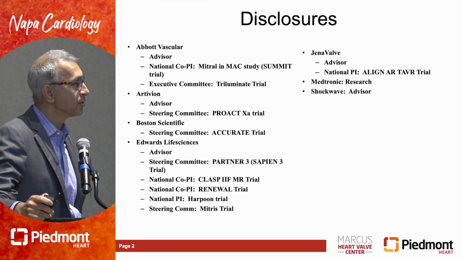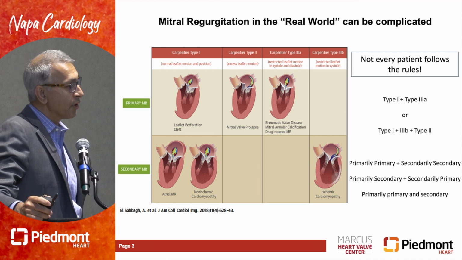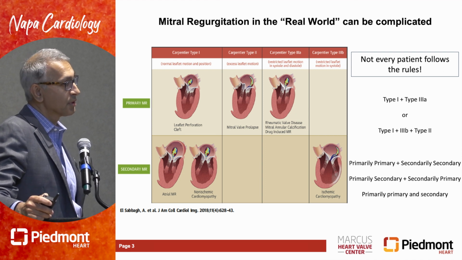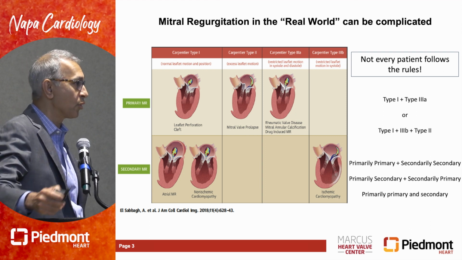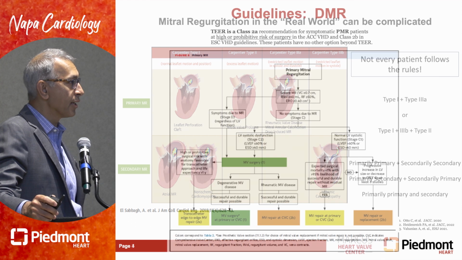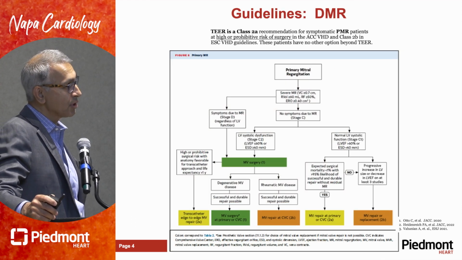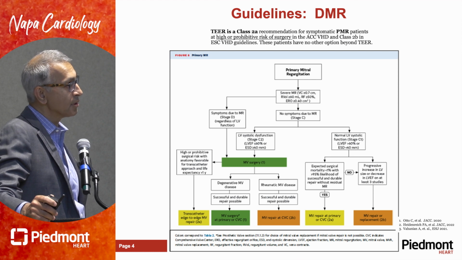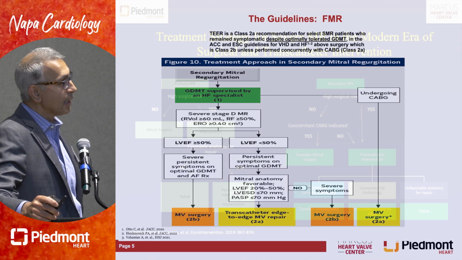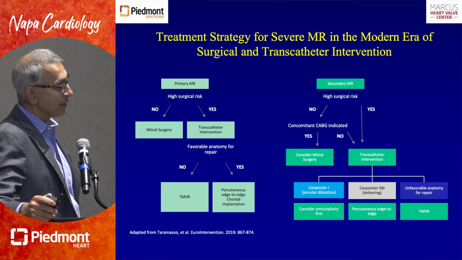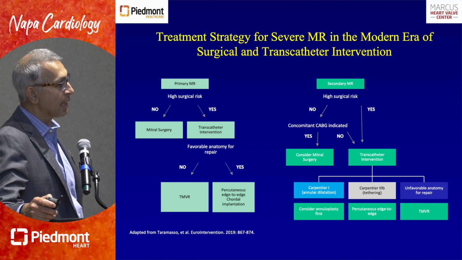These are my disclosures. What we see in the real world is very different than what we see in the textbooks, and not every patient follows the rules of exactly a nice P2 prolapse or a big FMR, atrial fib FMR. These are the guidelines for a DMR, and I'll just refer to them and not go through them in detail. And of course, these are the guidelines for FMR. There's also a more simplistic thing that Thourani has put together, and we'll go through some of these and how we make decisions.